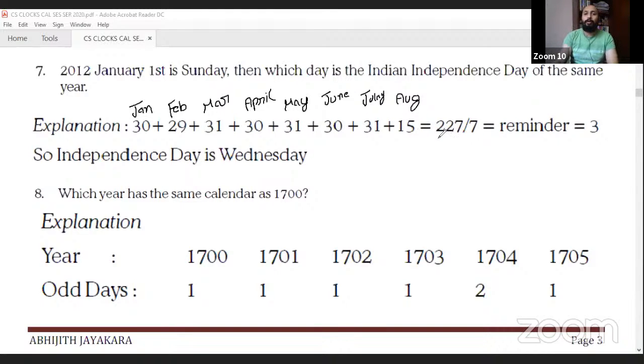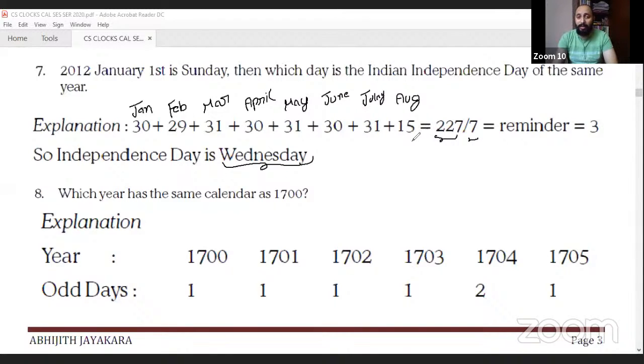So when I divide 227, I'm guessing this, the 227. So remainder is how much? Remainder is nothing but 3. So 3 is the remainder. So it's going to be Wednesday, including the 15th August. You're going to get it. So that is a Wednesday. So Monday, Tuesday, and the next will be Wednesday there.